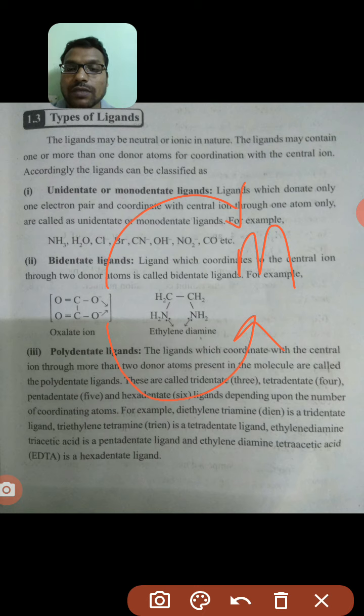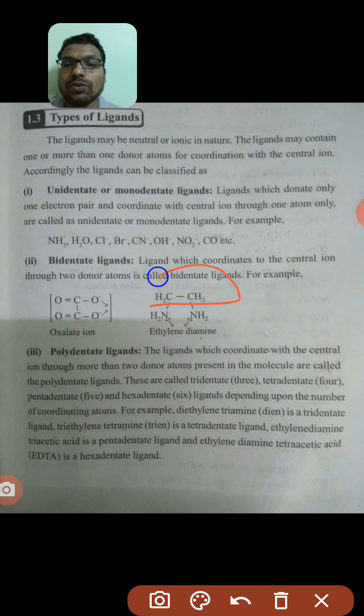Okay, so next we'll go for another example, ethylene diamine. Total how many carbons are there? Two carbons. Ethylene diamine. That's why two amine groups, so the name itself is ethylene diamine. Each nitrogen will contain one lone pair of electrons, and each lone pair of electrons is donated to the central metal atom. So that's why it is a bidentate. Generally it's called a bidentate neutral ligand. Why? Because it contains only lone pairs of electrons.